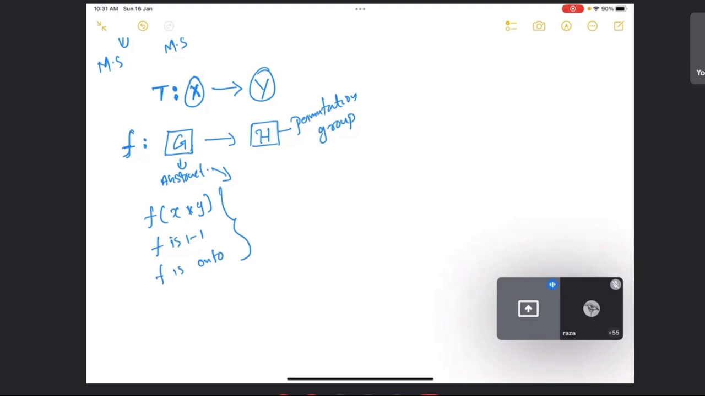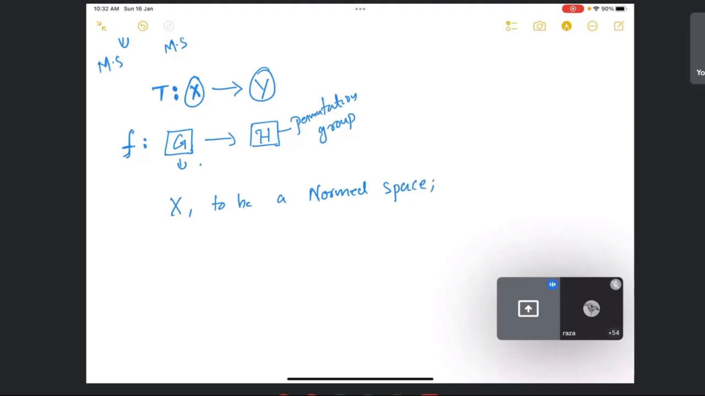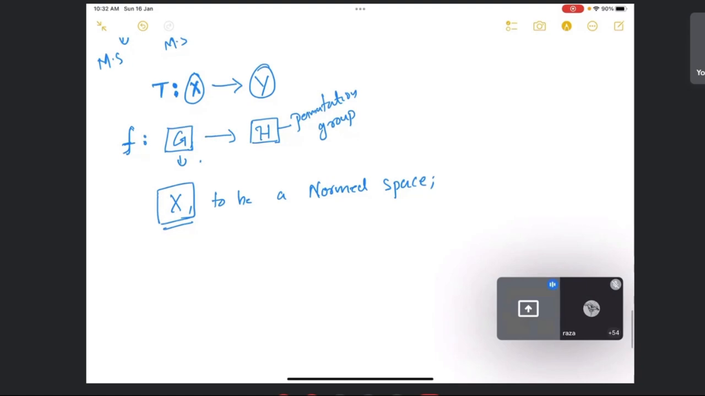So once you have such a map F with these properties, to study G you only need to study H. It is just a renaming of this abstract group G. And if this group H is very concrete, like a permutation group, you can simply understand G by just looking at H. So when you consider a map between the same kind of objects, you mostly consider maps which can tell something about the domain. In our case, we have our underlying space X to be a norm space.